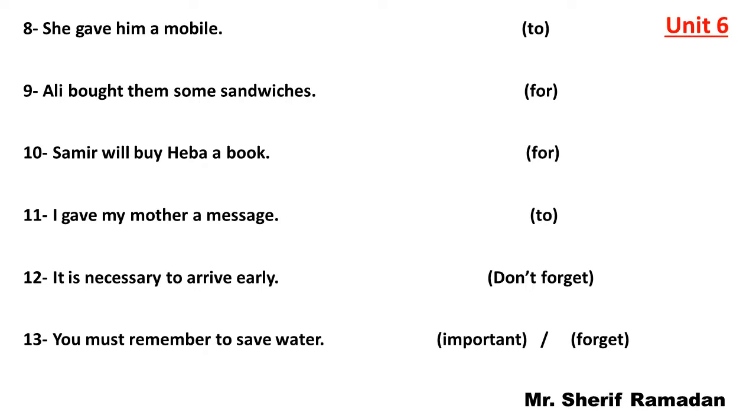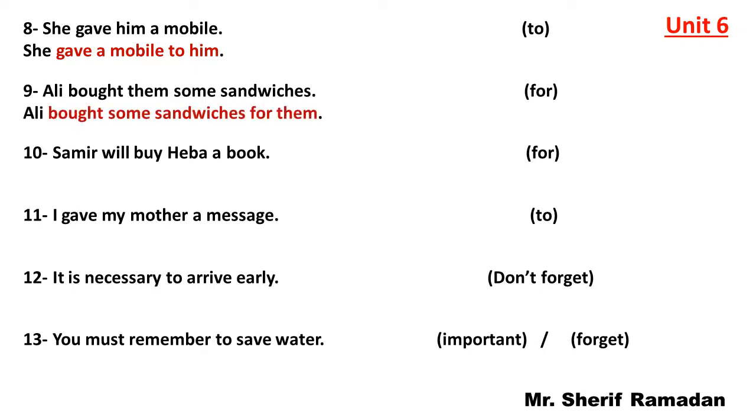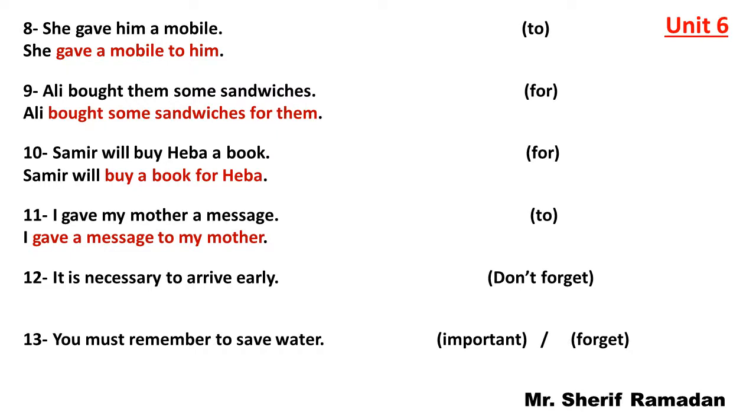She gave him a mobile. استخدم to. How she gave a mobile to him. Number 9: Ali bought them some sandwiches. استخدم for. How Ali bought some sandwiches for them. Samir will buy Hiba a book. استخدم for. How Samir will buy a book for Hiba. I give my mother a message. استخدم to. I give a message to my mother.